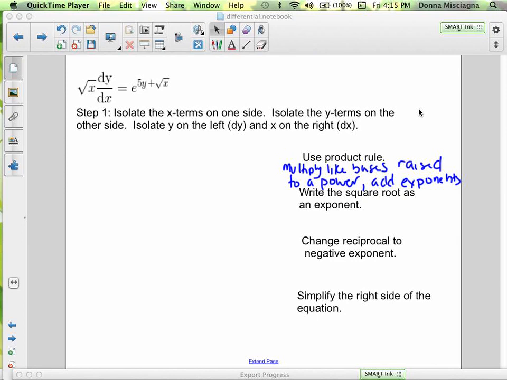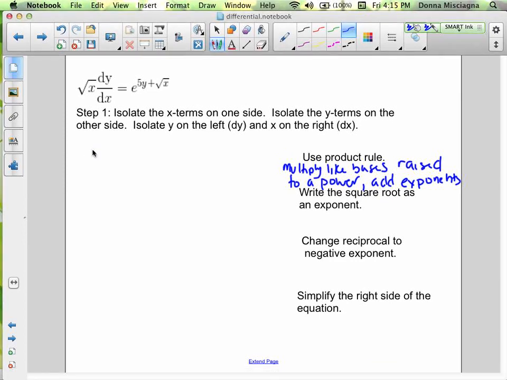All right, so first of all, I'm going to do something with this equation. I'm going to leave the dy dx as it is so far. So we have square root, actually I'm going to rewrite that as x to the 1/2 dy dx. If you notice here, I have x's and y's in an exponent. But if you remember the product rule, when we multiply like bases raised to a power, we add the exponents. e to the 5y plus the square root of x is the same thing as e to the 5y times e to x to the 1/2 power.